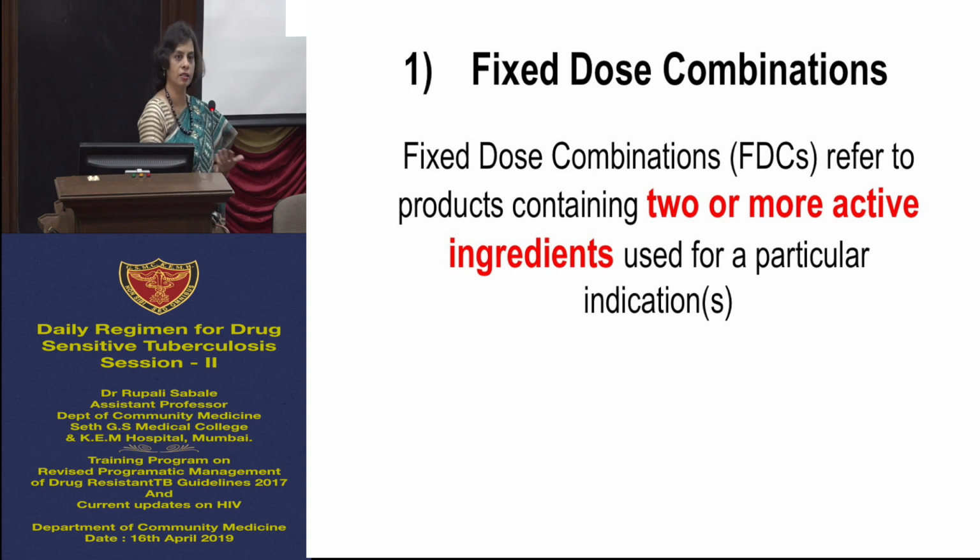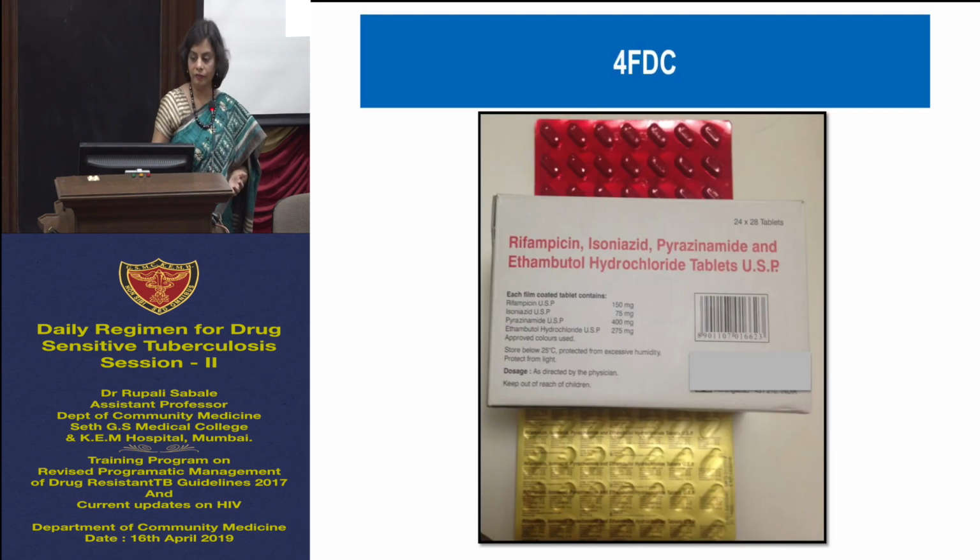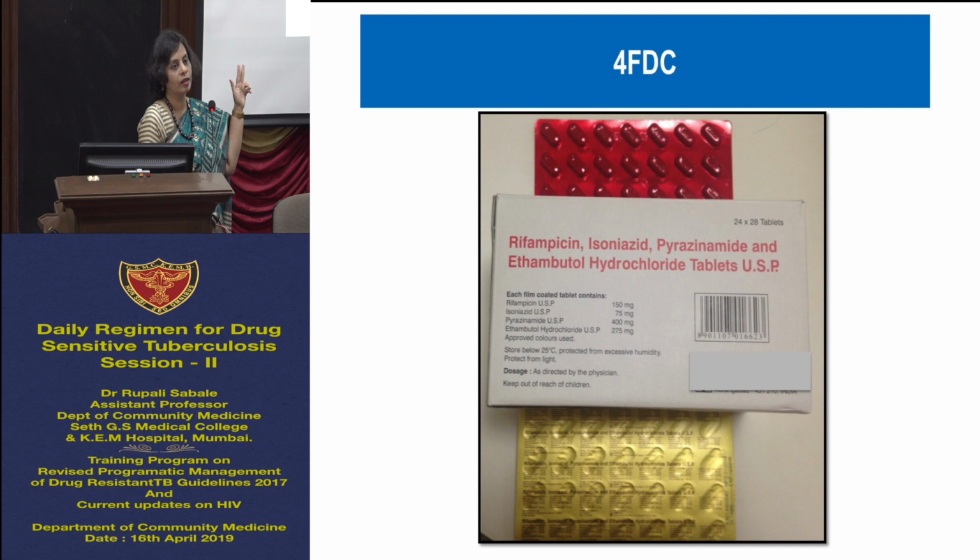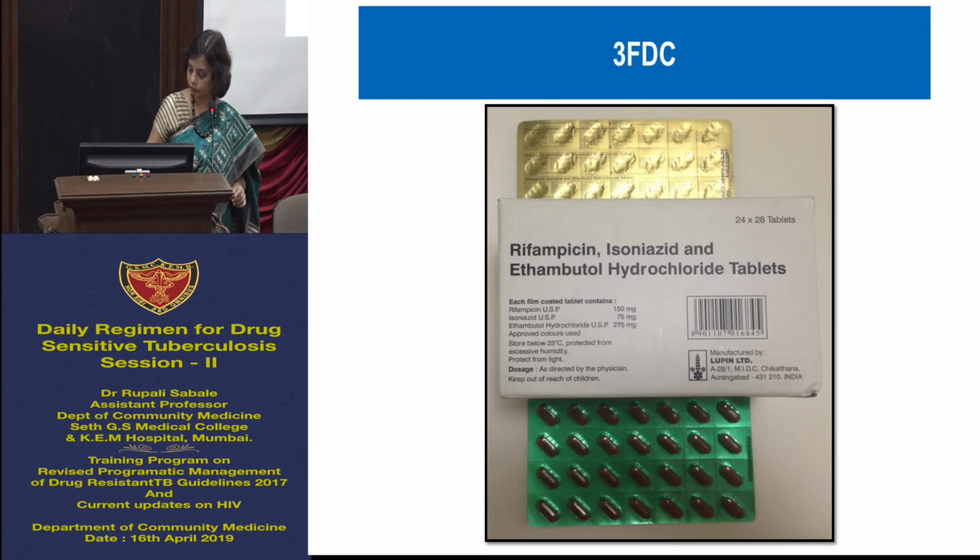So in this case it is TB, and which are these TB drugs in a combination? When we say 4-FDC, there are 4 drugs in one tablet itself. Which are those 4? It is rifampicin, isoniazid, pyrazinamide and ethambutol. In the fixed combination, isoniazid is 75 mg and rifampicin 150 mg. When we say 3-FDC, it is the rifampicin, isoniazid and ethambutol combination.